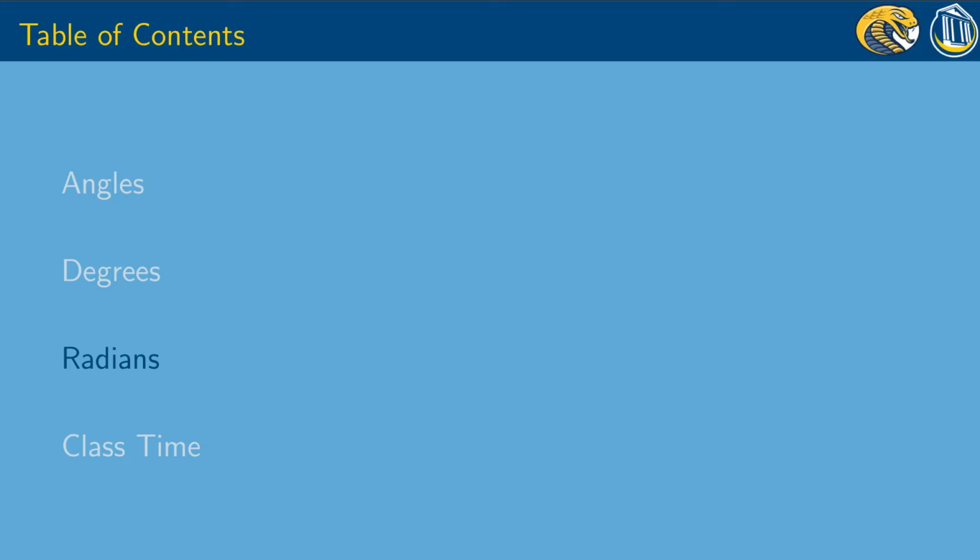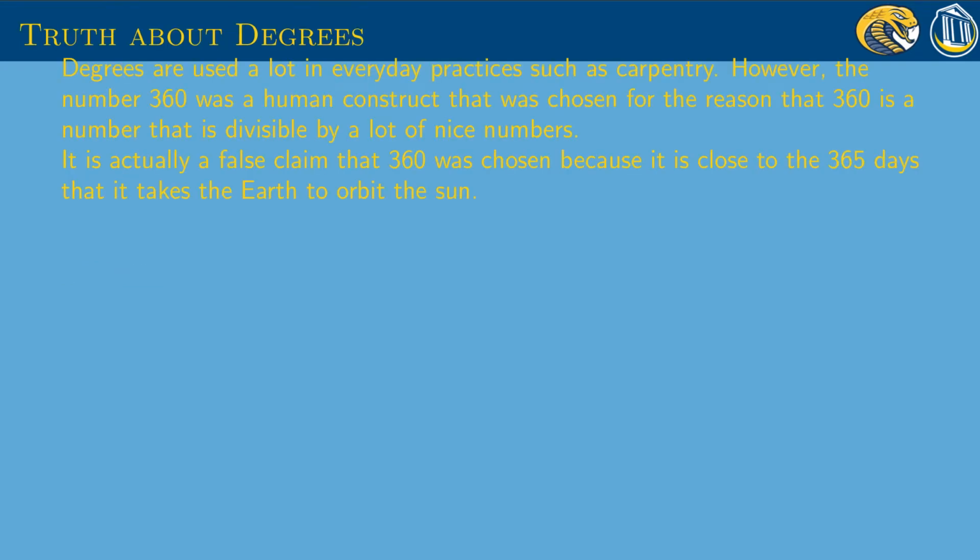The other common way that we use to measure angles is called radians. Degrees are used a lot in the everyday world, in a lot of jobs, in a lot of mechanics and carpentry. People use degrees and they're familiar. However, 360 is entirely arbitrary, and the only reason we use it is because it has a lot of factors.